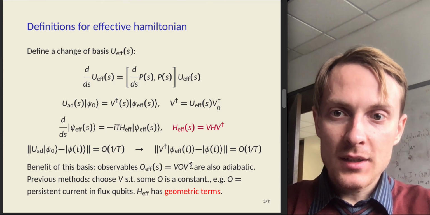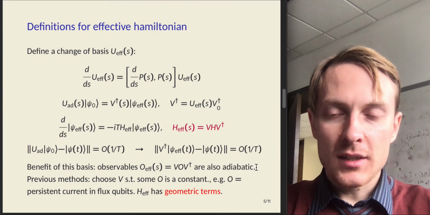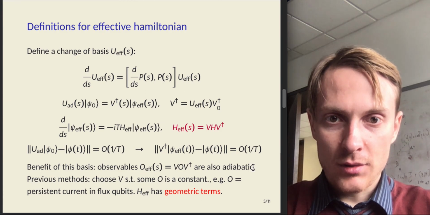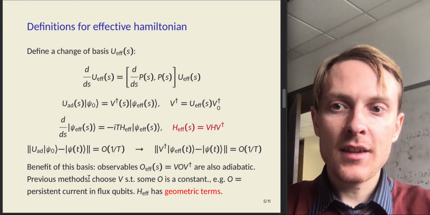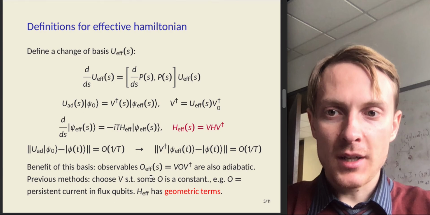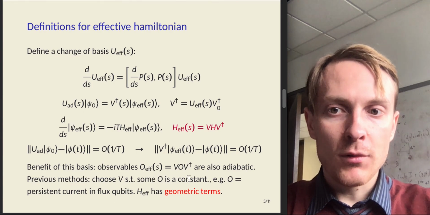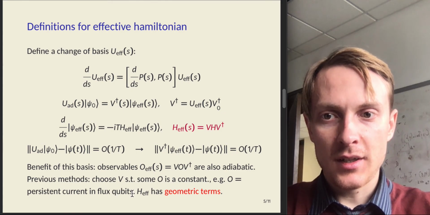Observables in this basis also change adiabatically with time. There is no fast time dependence in those observables. In previous methods, people guessed that this is the desired property, and they fixed the basis by choosing some observable to be exactly constant.